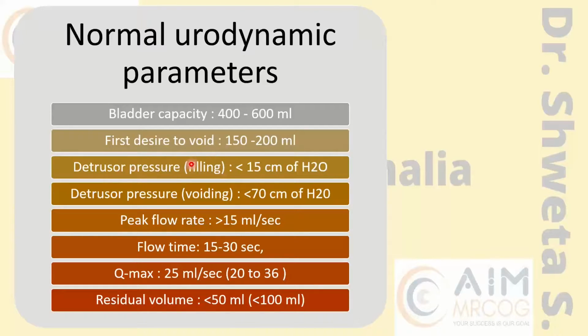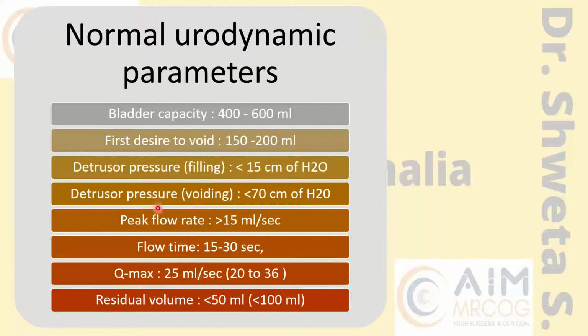Detrusor pressure while filling, very important, should be less than 15 centimeter of water. Somewhere it will be written less than 10. There are variable things according to different societies. But in TOG, it has been given less than 15. So for us in exam, you have to remember less than 15 centimeter of water while filling detrusor pressure, because we are not expecting the detrusor to contract while filling. We want it to be relaxed. The pressure should be less than 15 centimeter of water.